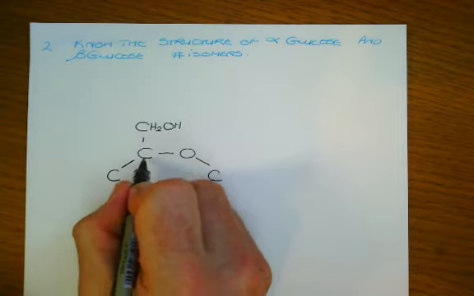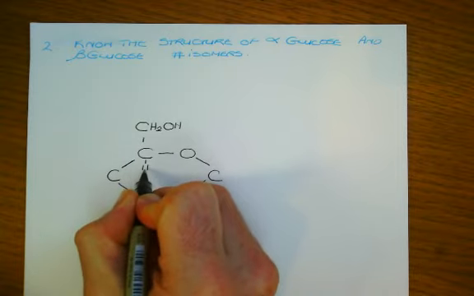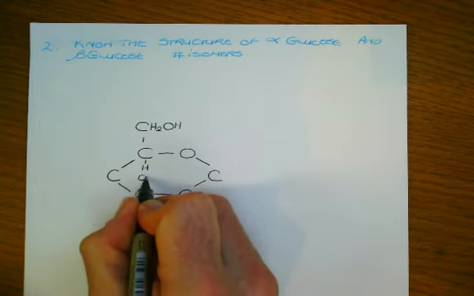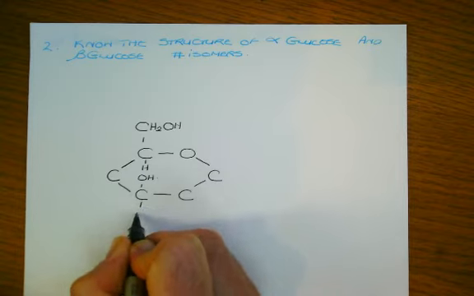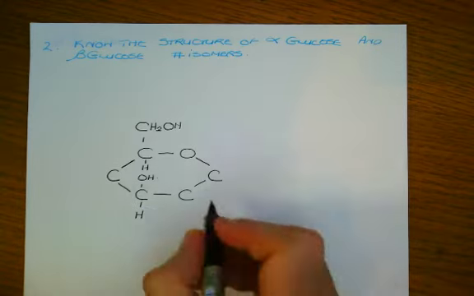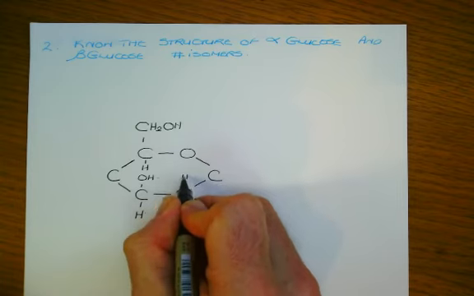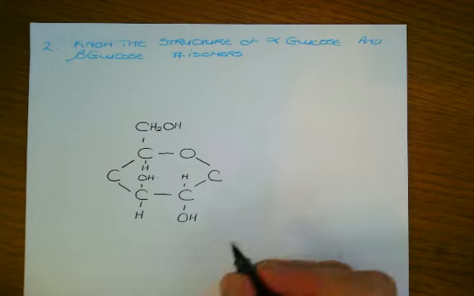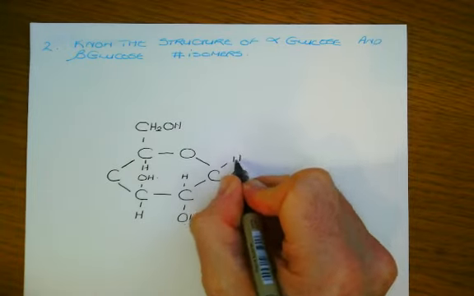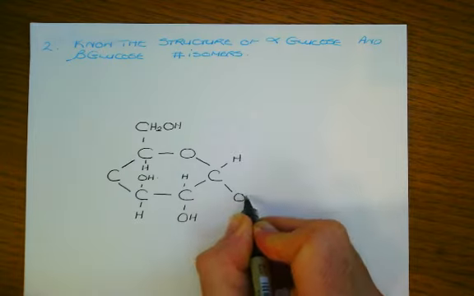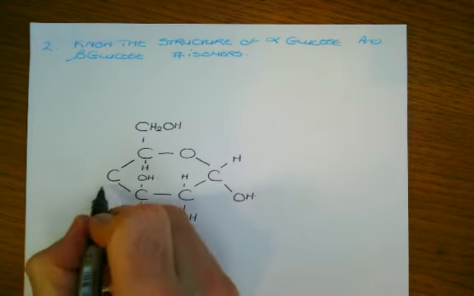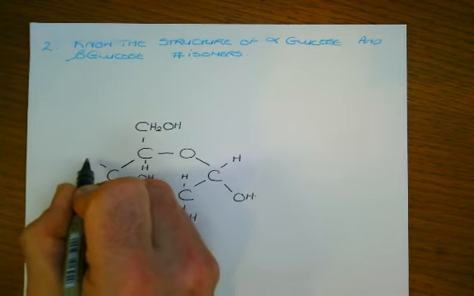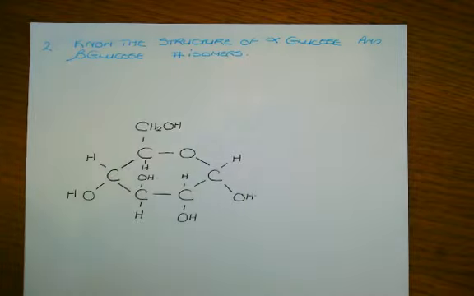We then need to fill in the rest of the molecule. So at carbon 5, there's a bond with a hydrogen. At carbon 3, there's a bond to an OH group here, and a hydrogen here. For carbon 2, there is a bond to a hydrogen here, and an OH here. Carbon 1, there is a hydrogen here, and an OH group here. And carbon 4, OH group here, hydrogen here.